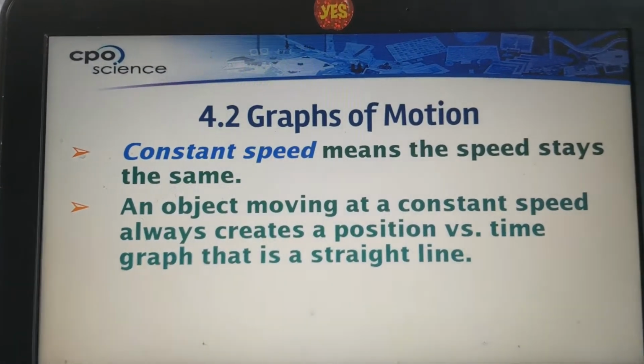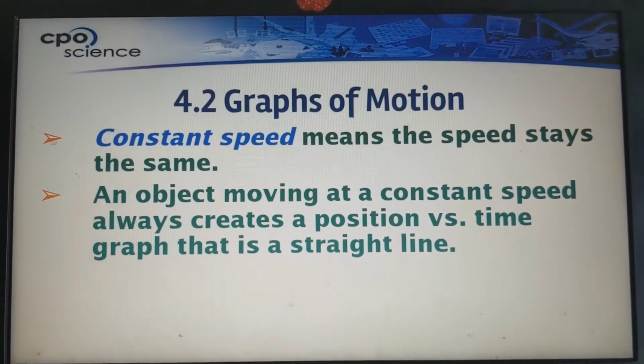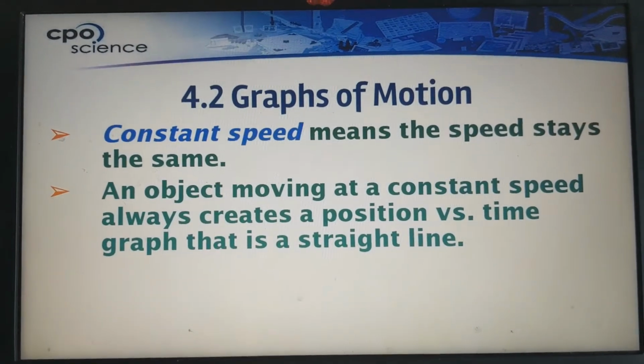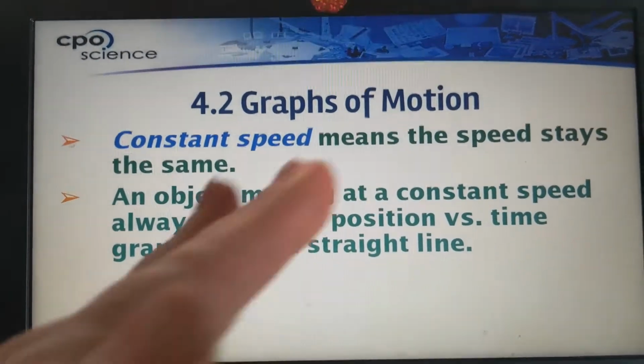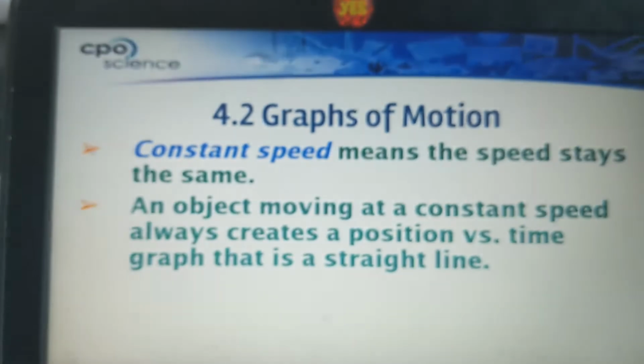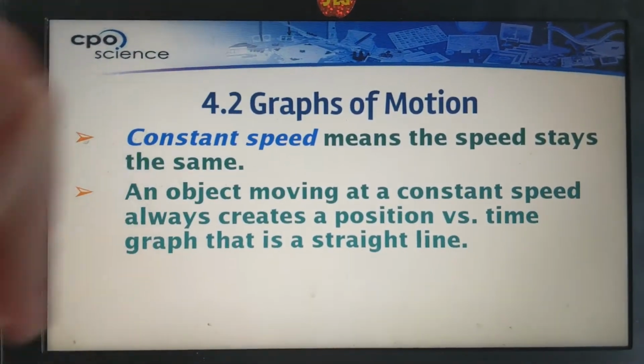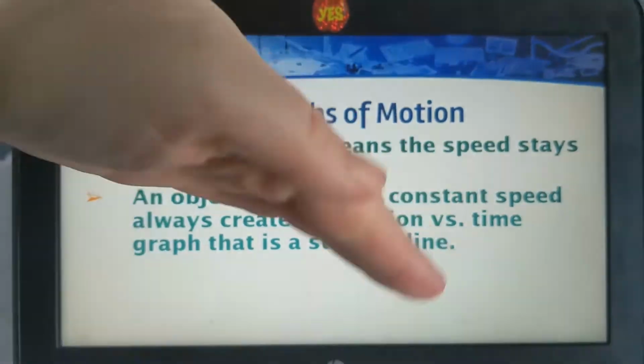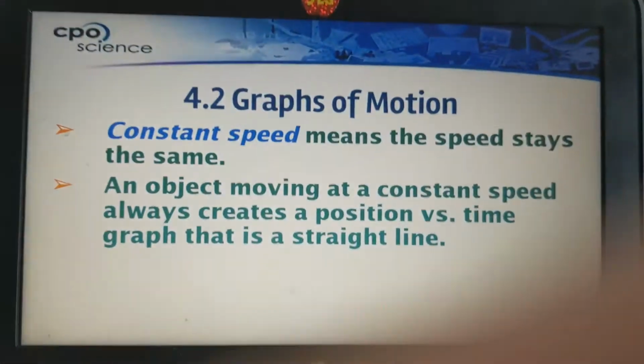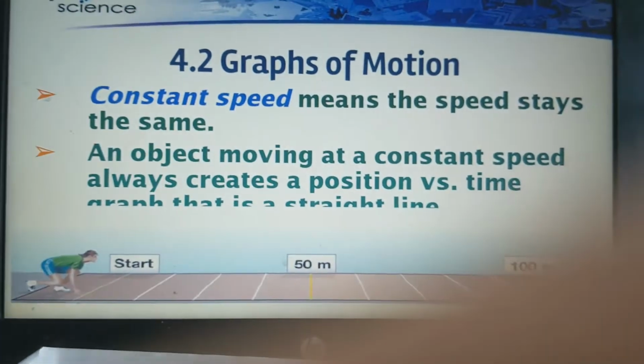An object moving at constant speed, like 50 miles per hour, for example, creates a position versus time graph that is a straight line. It could be a positive or negative slope, but it's always going to be a straight line. I'll show you what that looks like.